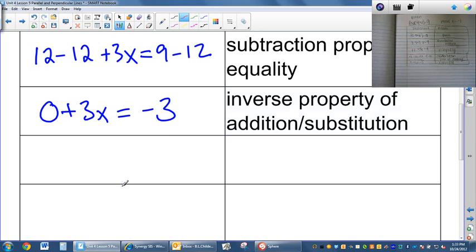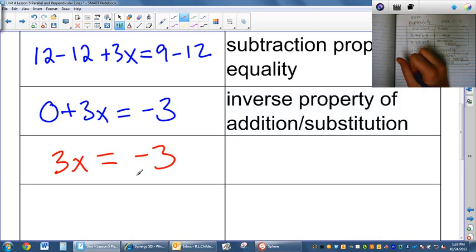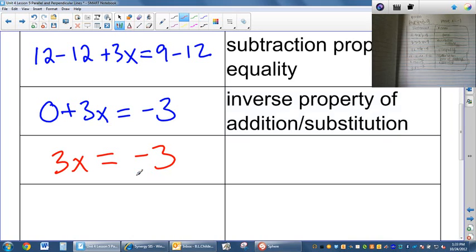All right. Now, how can I go from 0 plus 3x equals negative 3 to 3x equals negative 3? Which property should I just use? Which one says if I add 0 to anything, it stays the same?